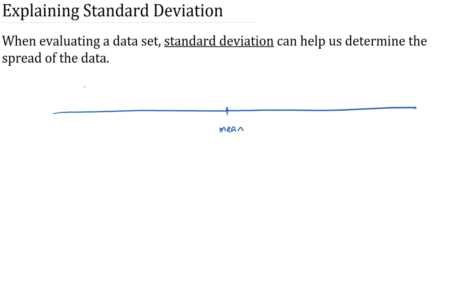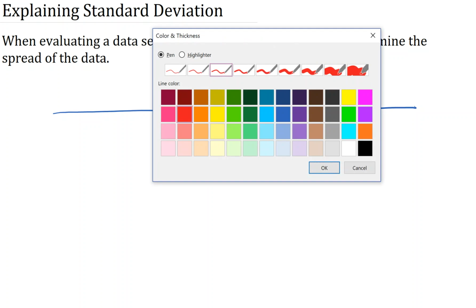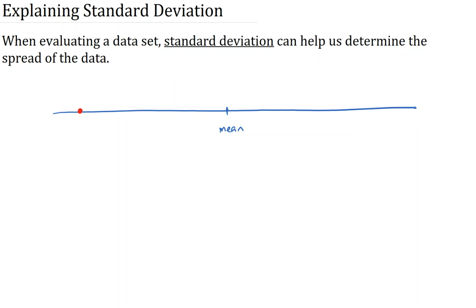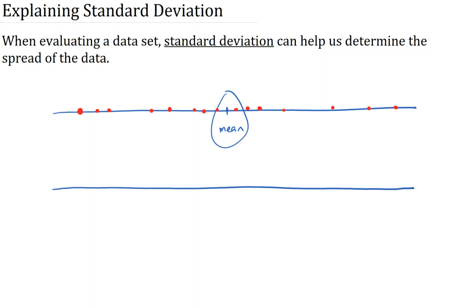You could have, let's use red dots and let's make them a little bigger, some data values down here. And those red data values could give you this mean. Now, you could also have different data values give you that same mean. Maybe they visually look like this, right? So we would say that this data is more tightly packed.